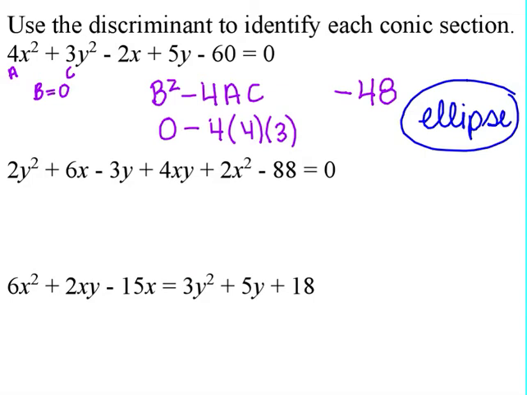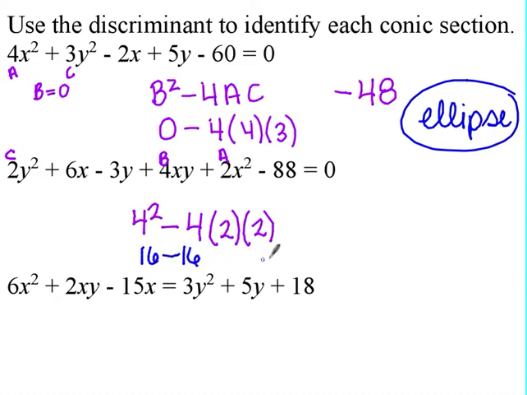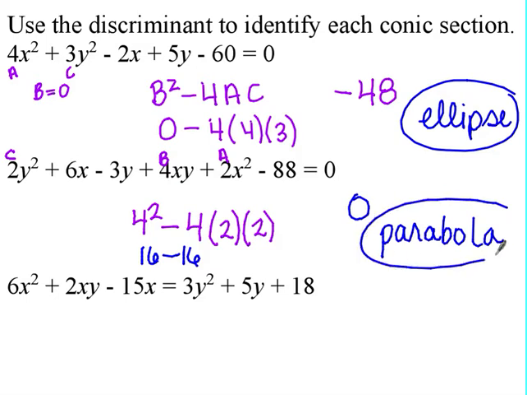Where's A? 2. Where's B? 4. Where's C? 2. A is the coefficient of x squared. B is the coefficient of xy. C is the coefficient of y squared. So I get B squared minus 4AC. What is 4 squared? 16 minus 16, which means this is a parabola. You should write down this one. It'd probably be a good idea having it in your notes.